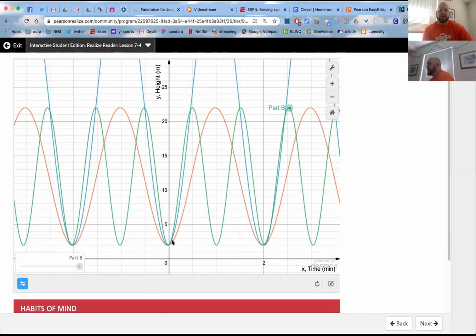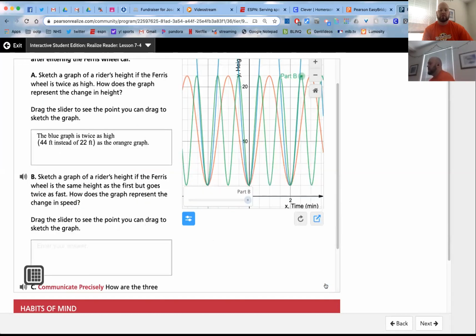But another way to think about that is if it took 1 minute to come all the way up and then get back to the starting point, then from minute 1 to minute 2, we can complete another rotation around the Ferris wheel. And so from 0 to 2, for the green graph, we did 2 full rotations, or 2 periods of our graph. Whereas in part A, the orange graph, or the blue graph, because they're both part A, we only did 1 full rotation in 2 minutes. So the green graph, we did 2 rotations in 2 minutes. The orange graph and the blue graph, we did 1 rotation in 2 minutes. So that's how you can show that your graph is moving twice as fast.